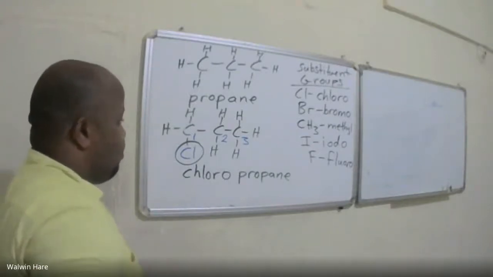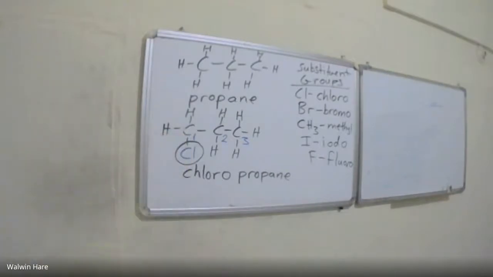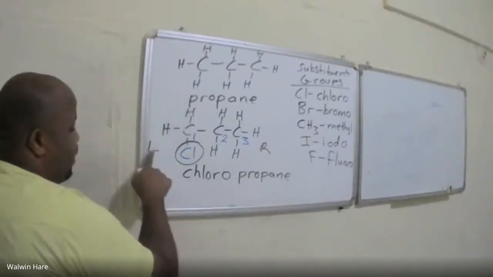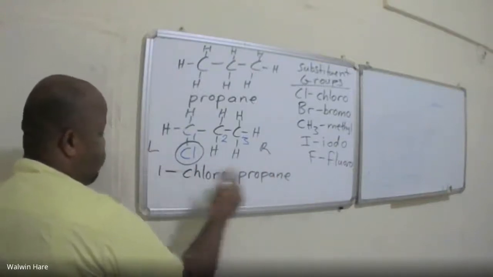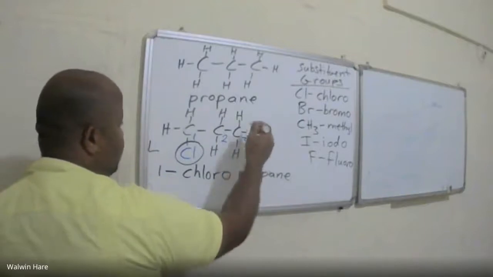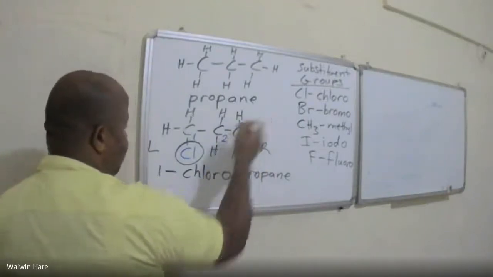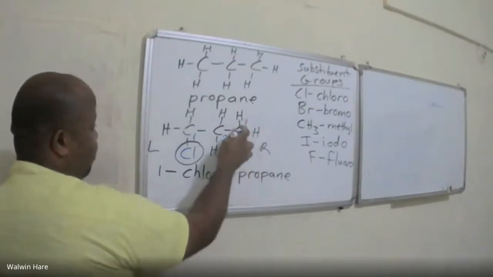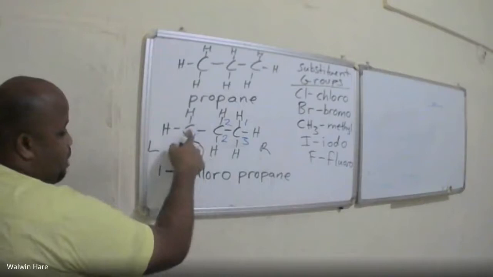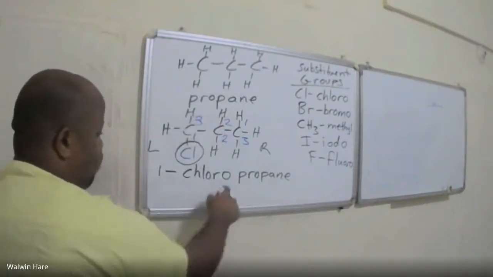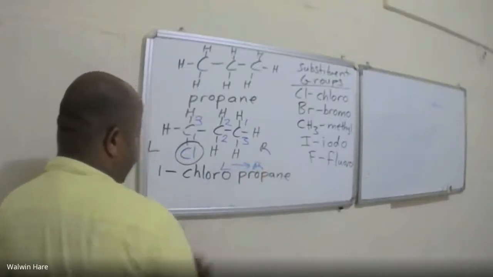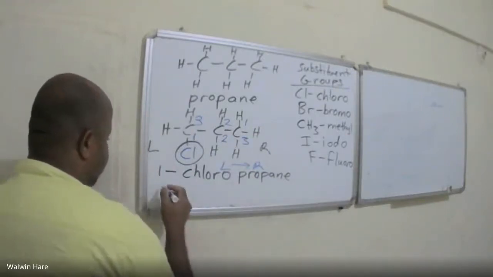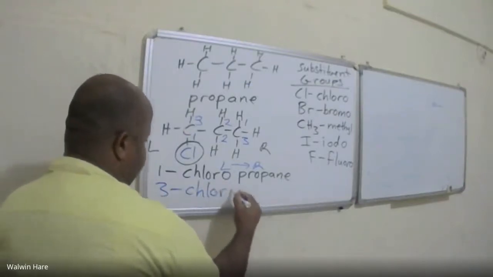So this is the left side and this is the right side. Counting from left to right, you will get 1-chloropropane. But if you started counting from the other end, carbon three would become carbon one, carbon two would stay as carbon two, and carbon one would become carbon three. So 1-chloropropane is when you count from left to right. If we count from right to left, we would end up with 3-chloropropane.